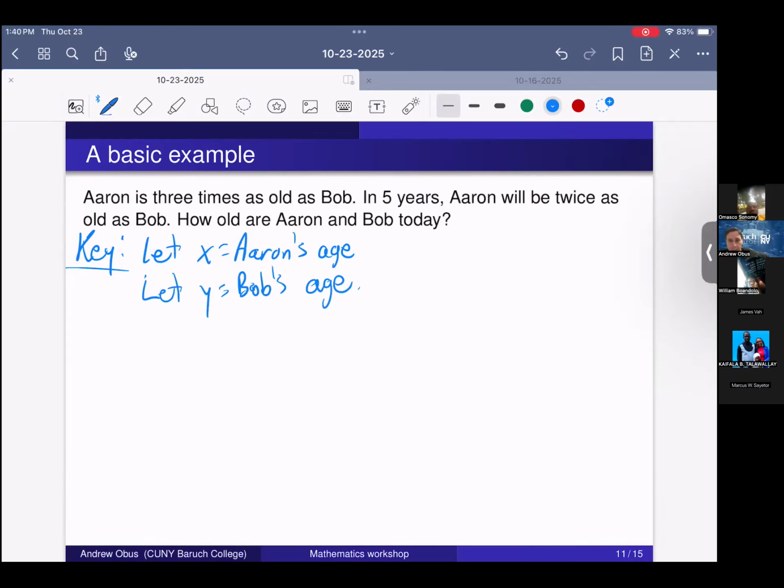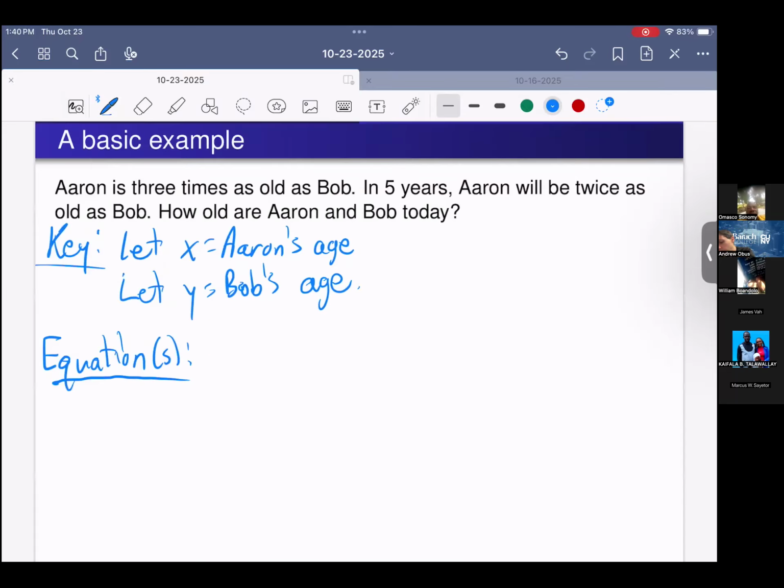Okay, that's the key. One step done. So now what do we have for equations? Because in this case, we have two variables, so we're going to have two equations.